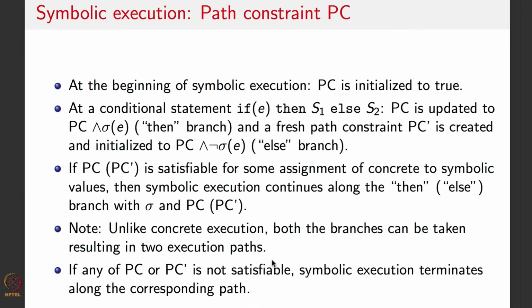Now the path constraint. The path constraint is initially true to start with. The moment you get a first if statement, if E then S1 else S2, this is how it looks. E is the condition. Whatever your path constraint was, you AND it with sigma of E, which means take E, substitute it with the symbolic expression and AND it. This is for the then branch, when that condition evaluates to true, and you have to AND it with the negation of sigma of E to represent the else branch, for the condition to be false.